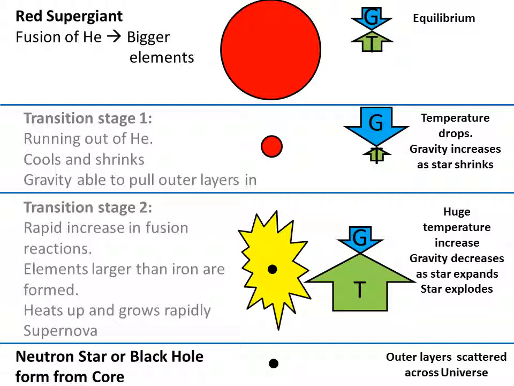So the core of our red supergiant is a very, very high density, small but massive lump of material left in our universe. Okay, so that's how we move from one thing to the next. Hope that helps.